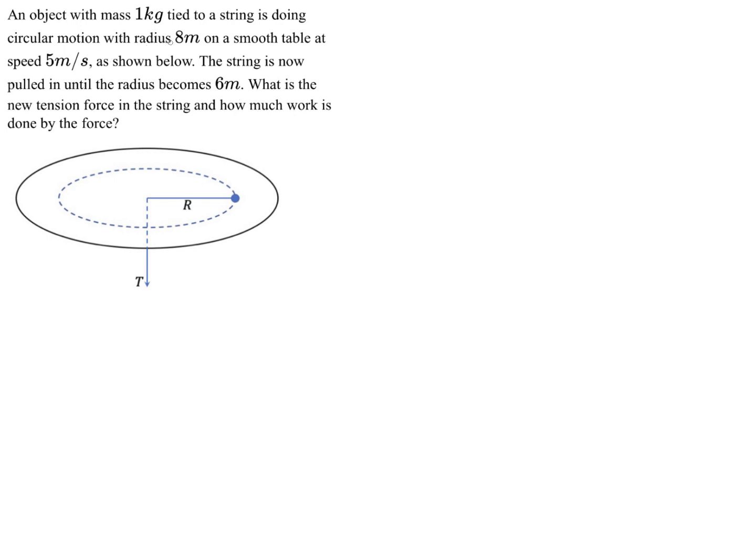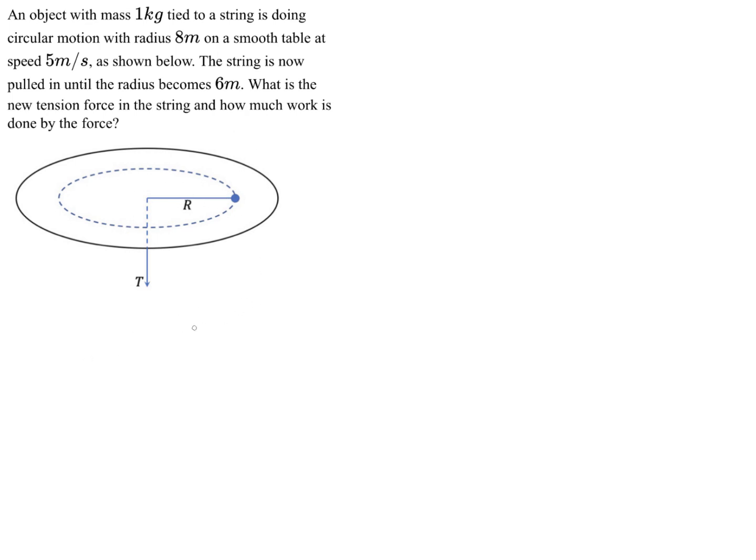An object with mass 1 kilogram is tied to a string and is doing circular motion with a radius of 8 meters on a smooth table at a speed of 5 meters per second, as shown below. The string is now pulled in until the radius becomes 6 meters. What is the new tension force in the string, and how much work is done by the force?